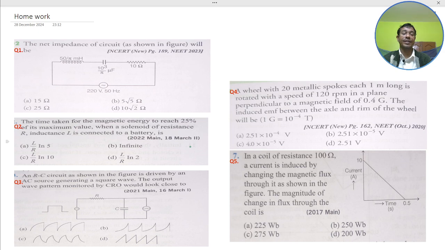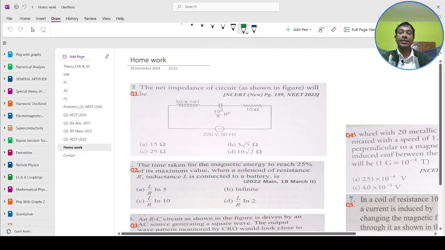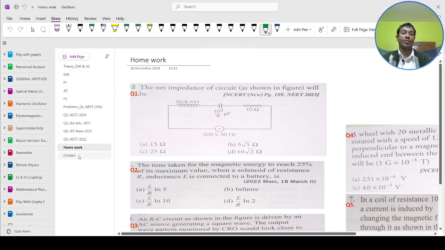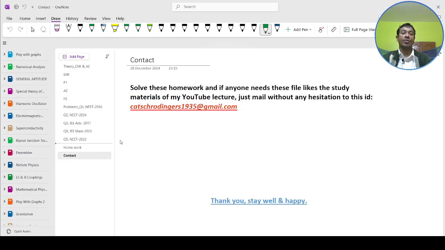You just pause this video and take a screenshot. I just wait for 8 or 9 seconds. So I think you've taken the screenshot of this problem. So basically we now just cover 10 important questions and chapter summary in a nutshell of the electromagnetic induction and the alternating current. So last one, the contact part.